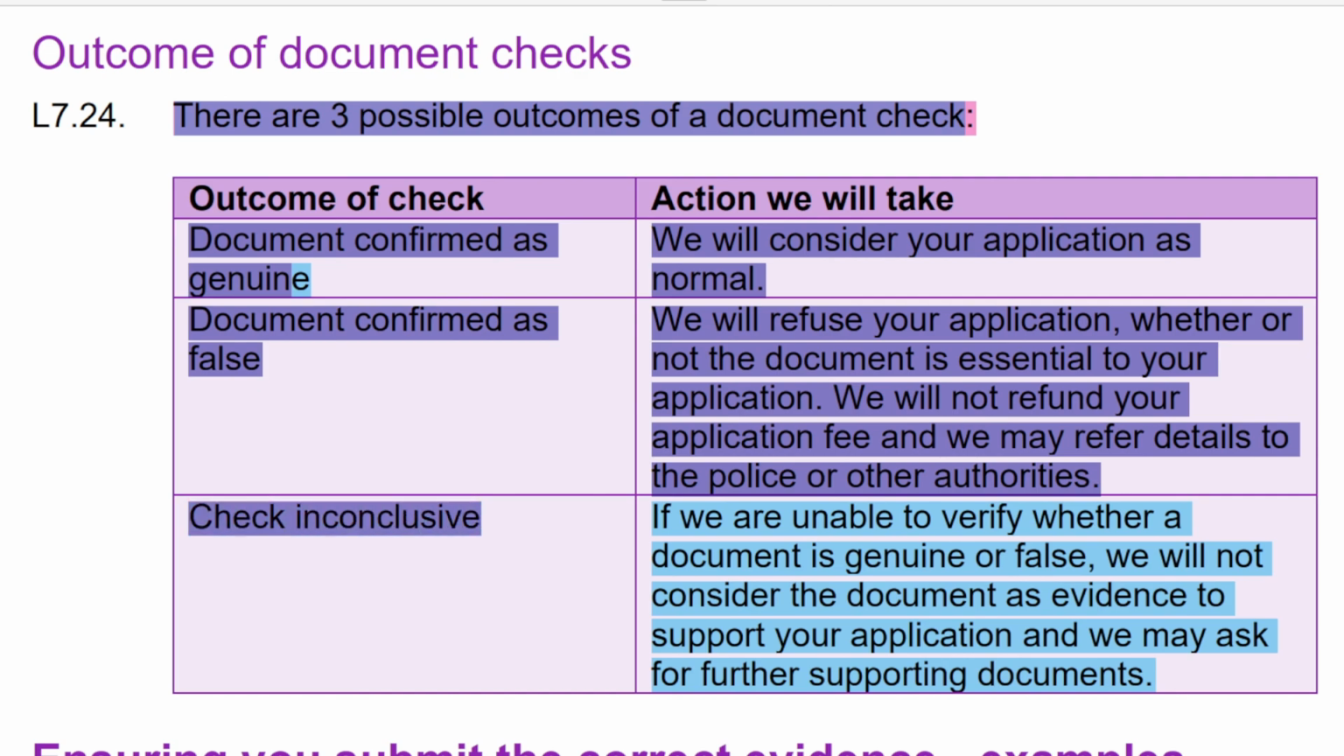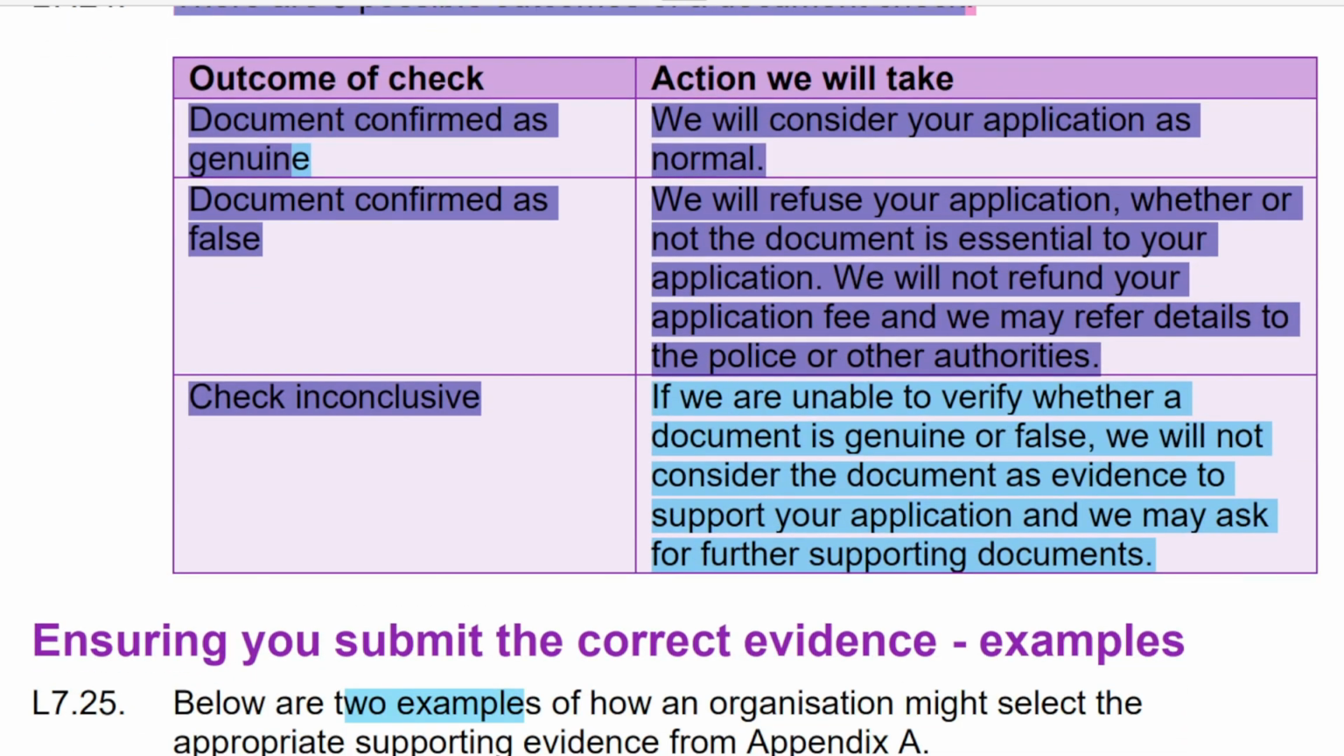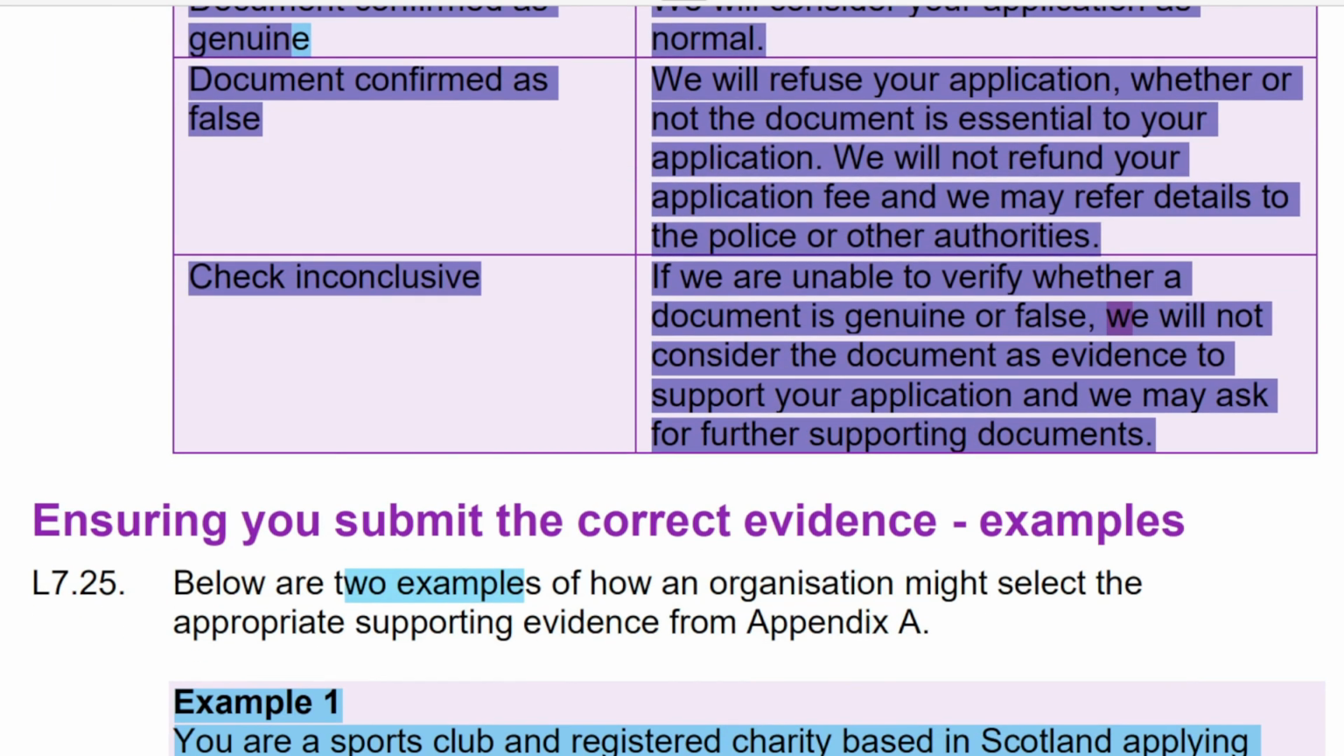Number 3, check inconclusive, which is very common, if we are unable to verify whether a document is genuine or false. We will not consider the document as evidence to support your application and we may ask for further documents to support it.